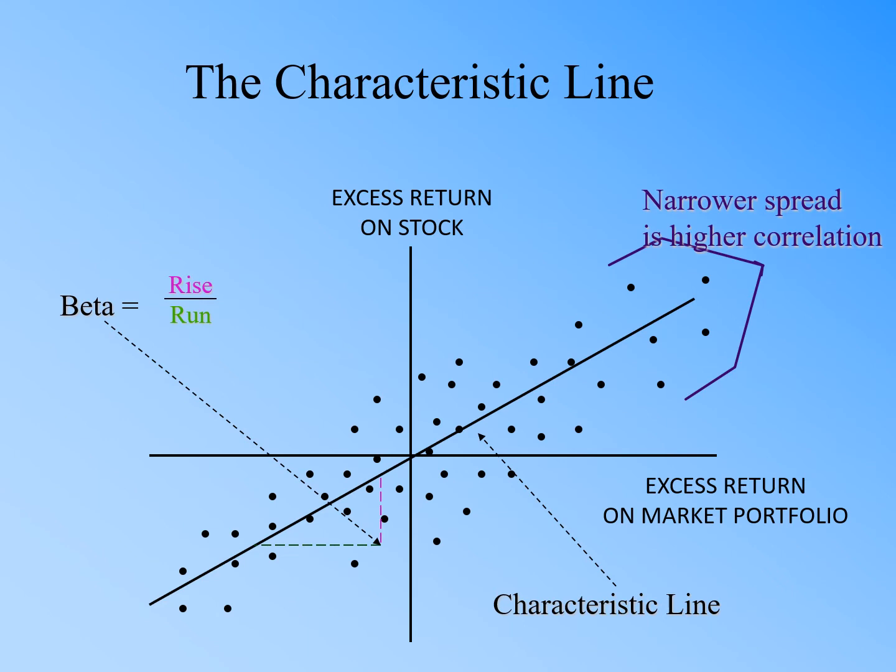Then we fit the regression line in the scatter diagram, and this regression line is known as the characteristic line, and the coefficient beta is equal to rise over run. So beta is the slope of this line, and rise over run means the change in excess return on stock divided by the change in the excess return on market portfolio. So by this we can determine the beta of the characteristic line.